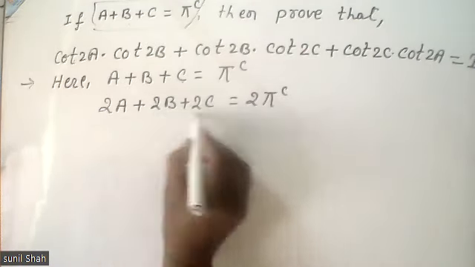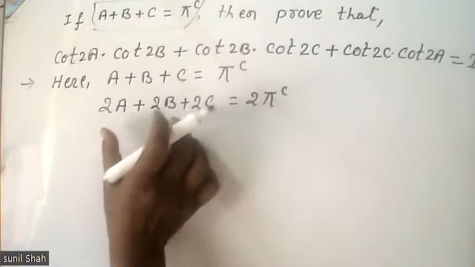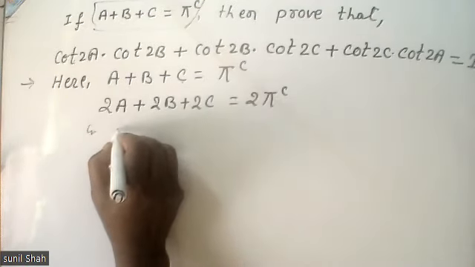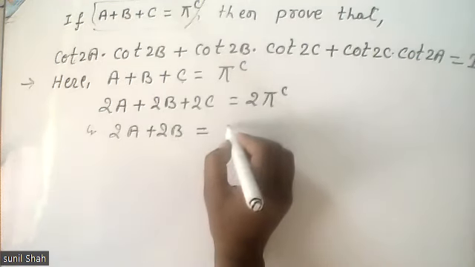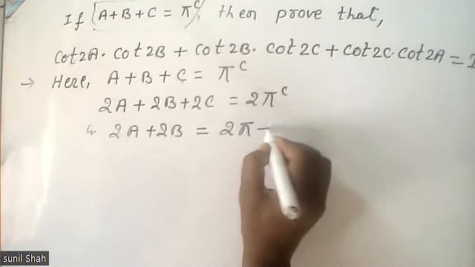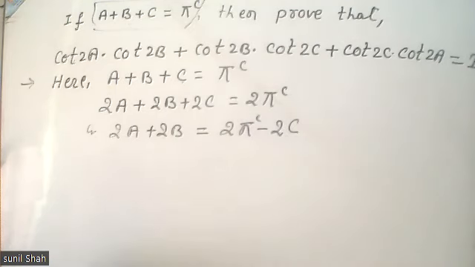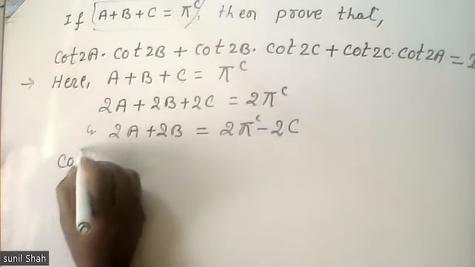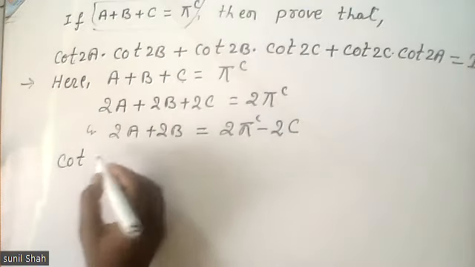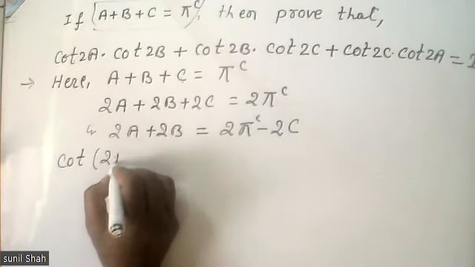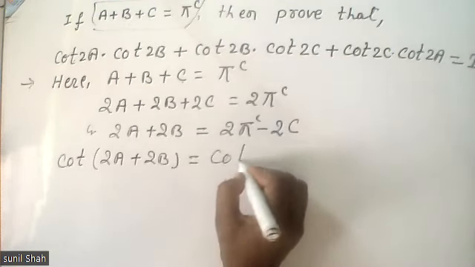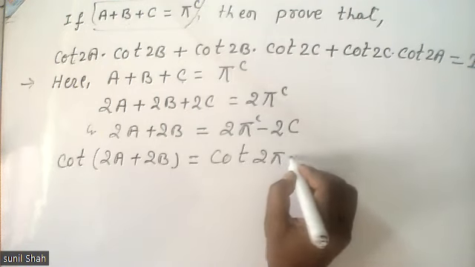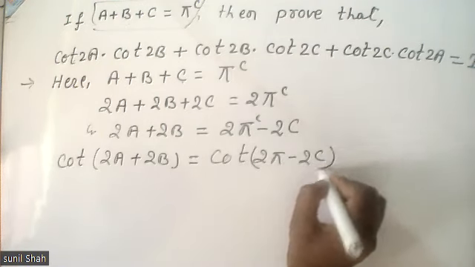Now, among these three, one of these can be transposed to this side, so 2A plus 2B can be 2 times pi minus 2C. So taking cot on both sides, cot of 2 times A plus 2 times B is equal to cot of 2 times pi minus 2C. 2 pi is 360 degree.